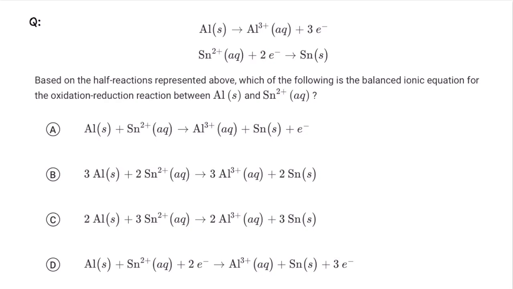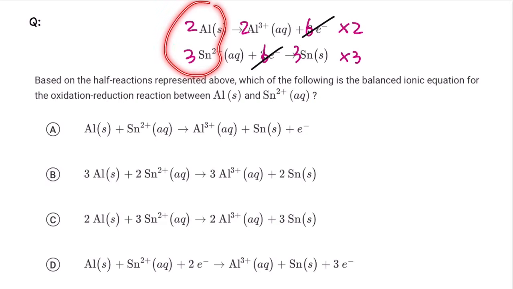So how I match it is by multiplying the first half reaction by 2 and the second half reaction by 3. So it will be 2 aluminum reacts with 3 tin ions and 6 electrons to produce 2 aluminum cations and 6 electrons and 3 tin. And of course, electrons get cancelled on both sides. So the leftover will be this reacts to form these 2 products. The right answer is option 3, so the right answer is C.